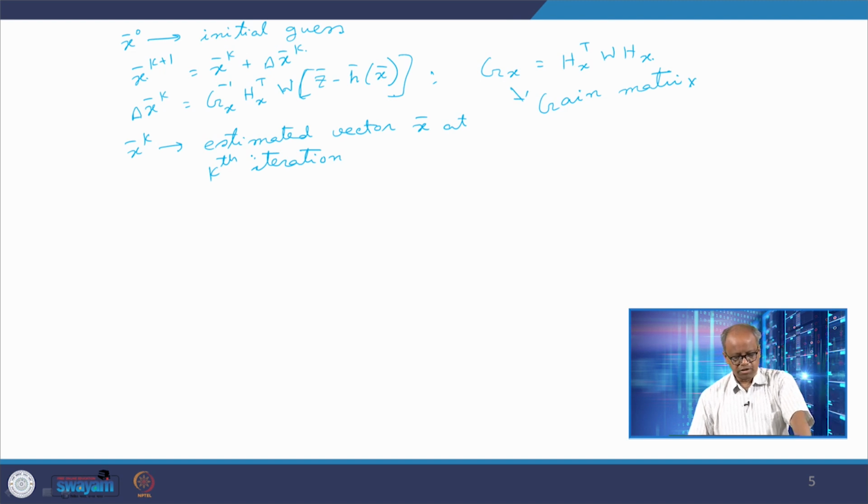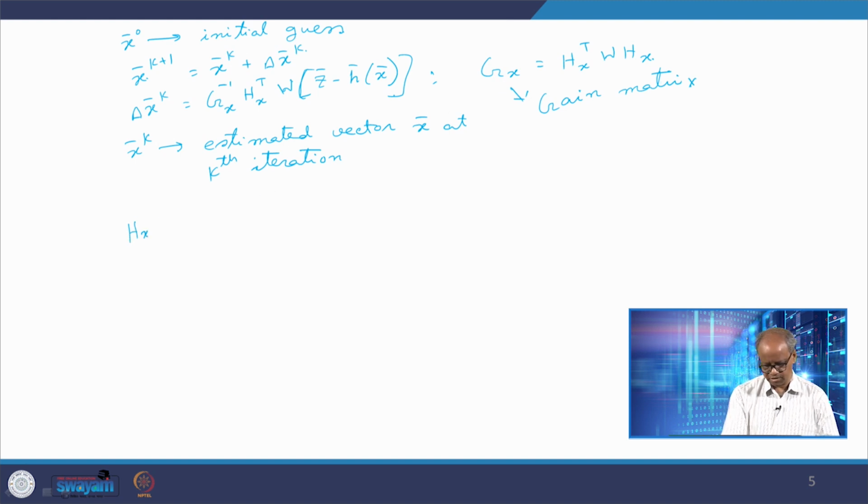So, we start with this. We start with an x naught. With this x naught, we calculate H(x) and G(x) at x equal to x naught. Now, what is G(x) here?